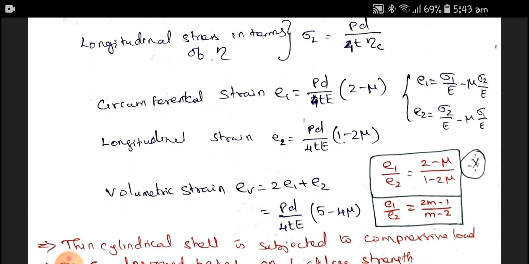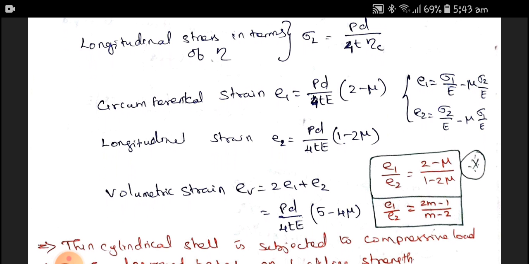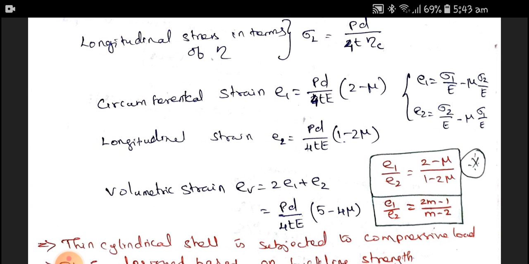Next, the volumetric strain of a thin cylindrical shell, eV, is equal to 2 into e1 plus e2. We have two circumferential strains plus one longitudinal strain. Therefore, the formula becomes pd by 4tE into (5 minus 4 mu). Here is a very important formula for the ratio of circumferential and longitudinal strains in terms of Poisson ratio: e1 by e2 is equal to (2 minus mu) divided by (1 minus 2 mu). If we write the Poisson ratio in terms of m, e1 by e2 is equal to (2m minus 1) divided by (m minus 2).